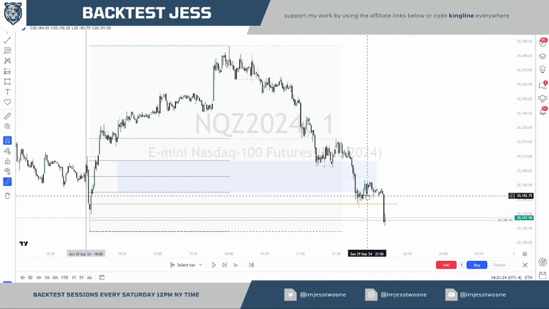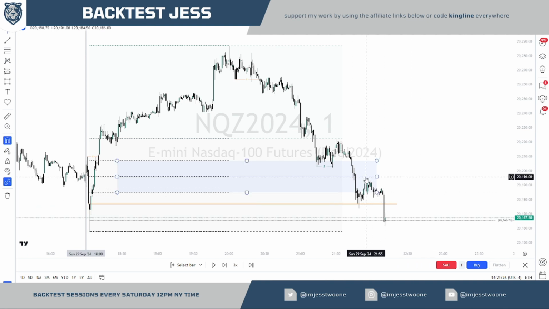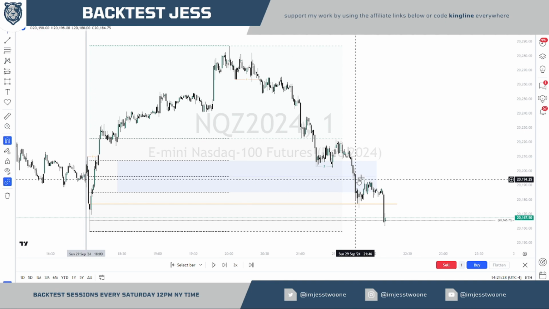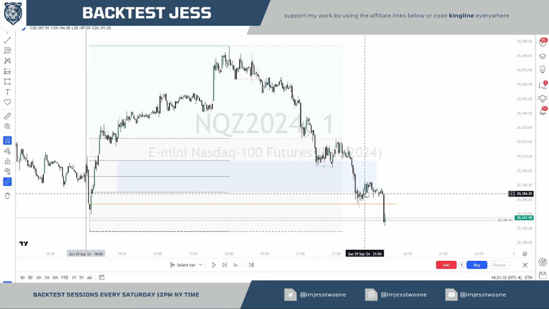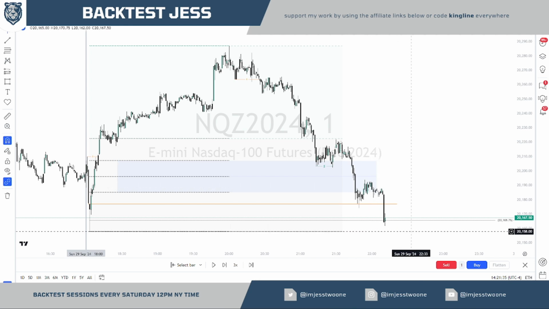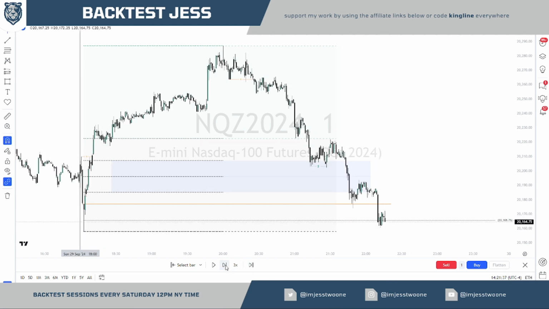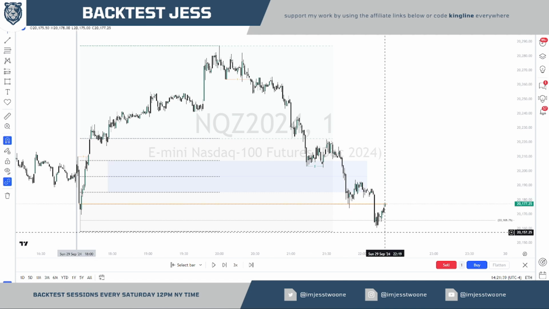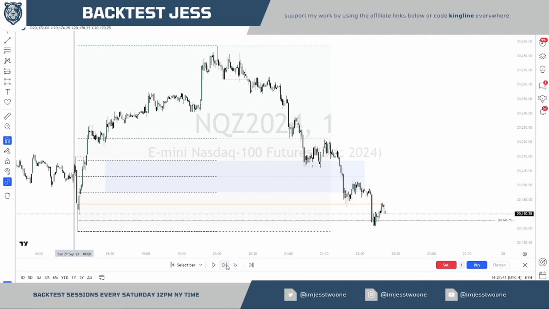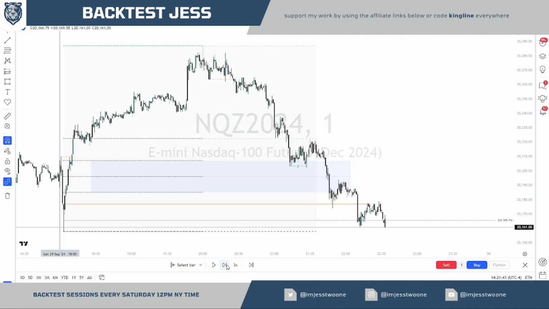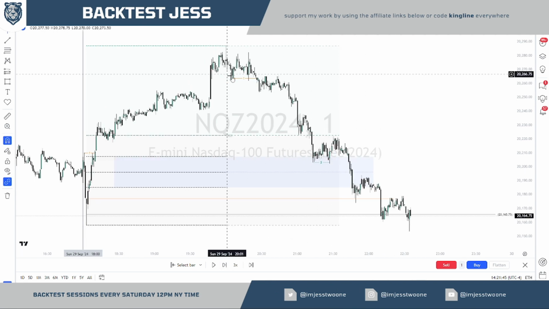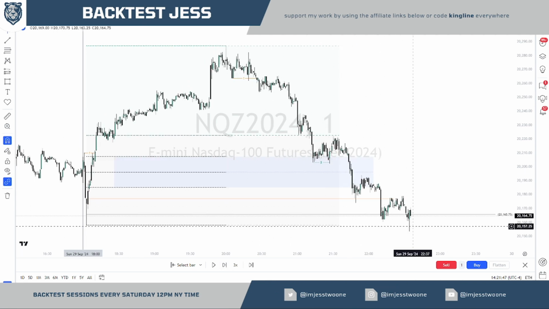All right, so again, we trade up into this level, we miss it. This fair value gap does in fact hold price down. It's resisting it, and then it trades lower. Let's see if we actually make it. There we go. So the other side of the range is in fact seen here.